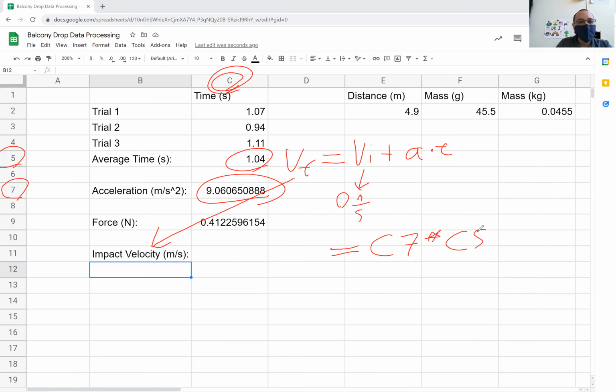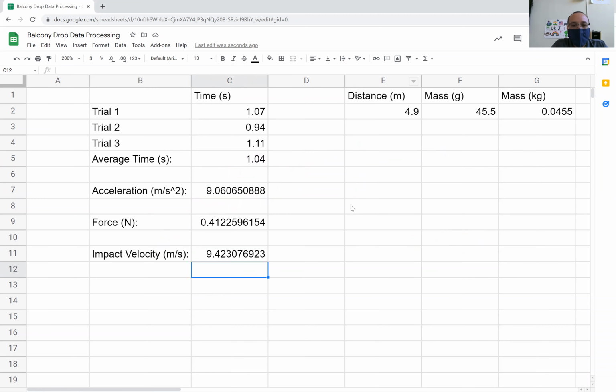So I'll click on my cell, I'll click on the formula bar, equals C7 times C5. I can see that the correct two cells have been selected here and here. Okay, I can see that clearly, and I can hit enter. Boom, okay? Now I get my impact velocity. All right, so I'm gonna clear all this off. And at this point, we're almost done. We're just gonna do a little bit of tidying, okay?